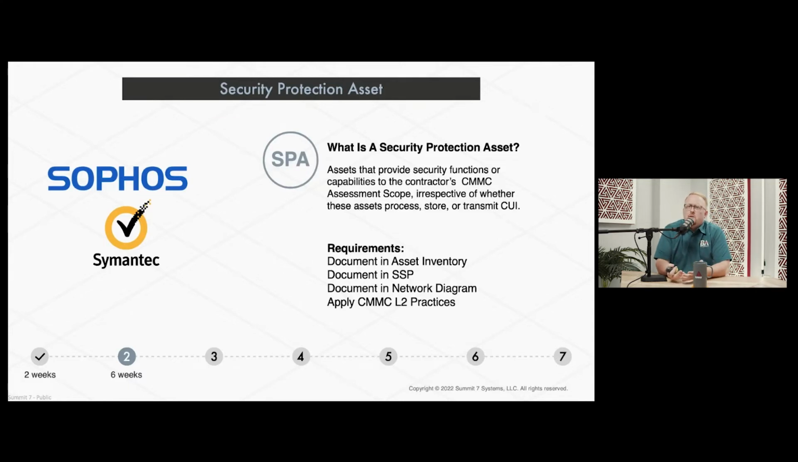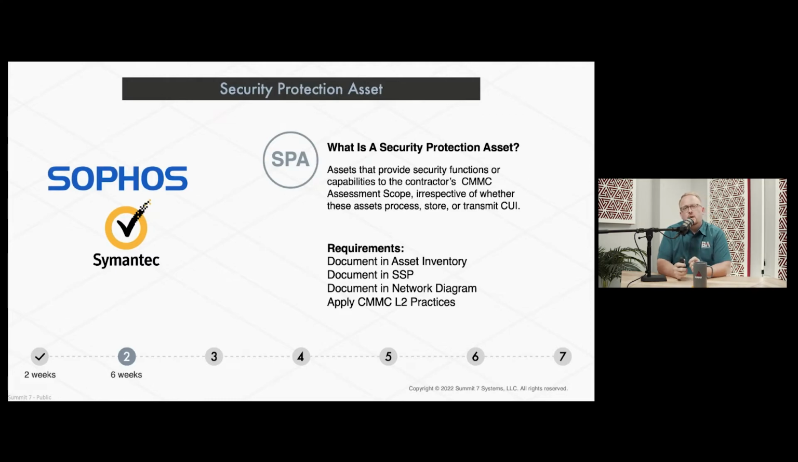So what does that mean, right? What do I have to do with these types of assets? Well, just like before for CUI, I have to do the same thing. I have to document them in the SSP and asset inventory. And I also have to document them in my network diagram, but I also have to make sure that the CMMC level 2 practices are applied to these different items.